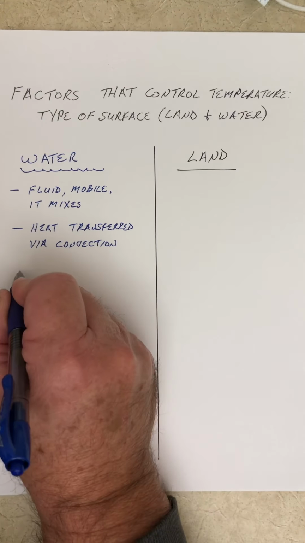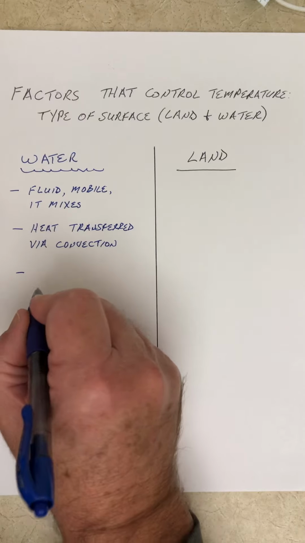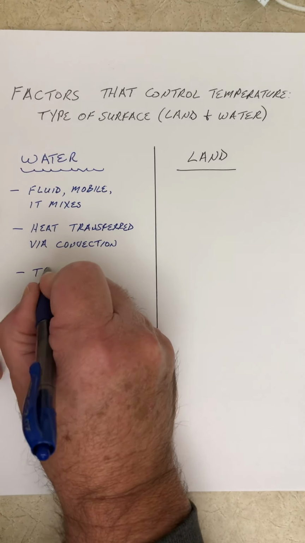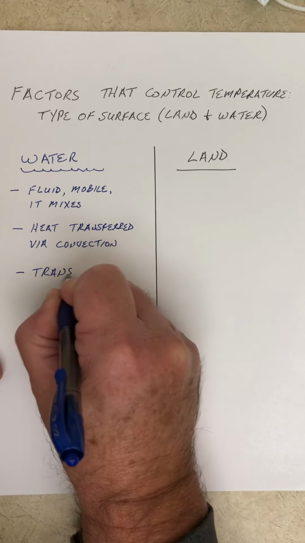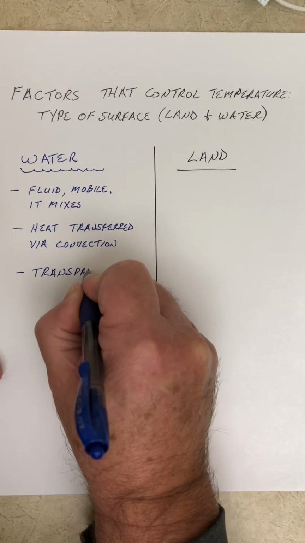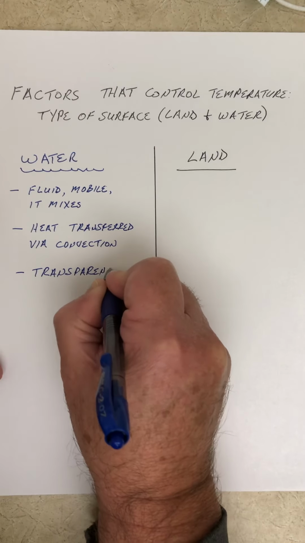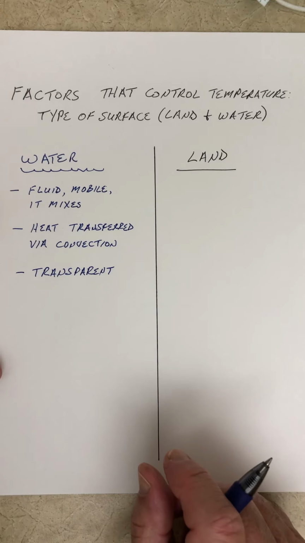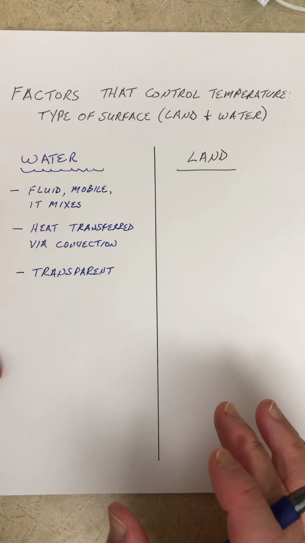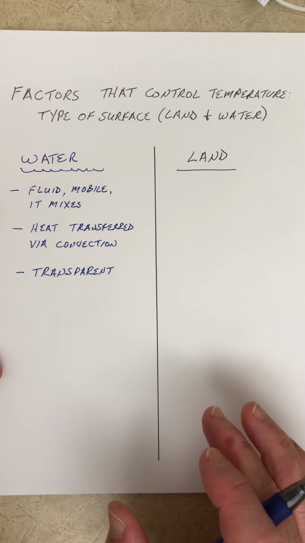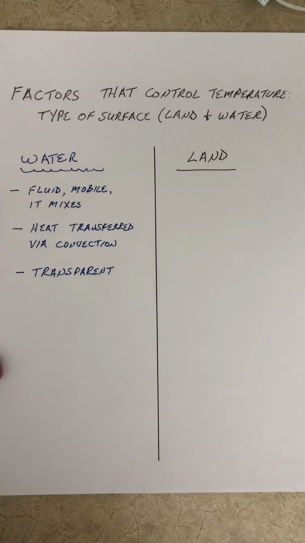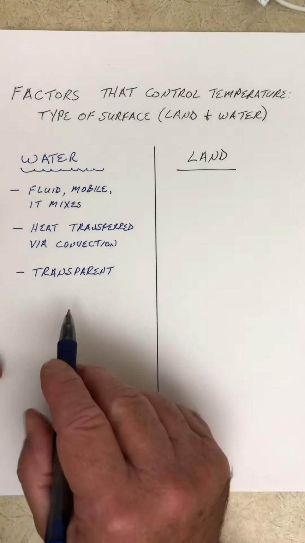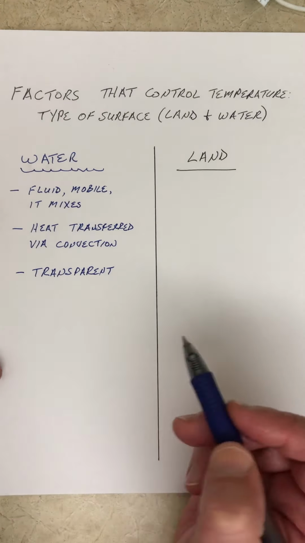Okay. Third property of water is that it is transparent. Now if you live around the area here, if you live in northeastern Wisconsin, don't go using the Fox River as your example of water. Obviously, the Fox River is not very transparent. Think of the open ocean.